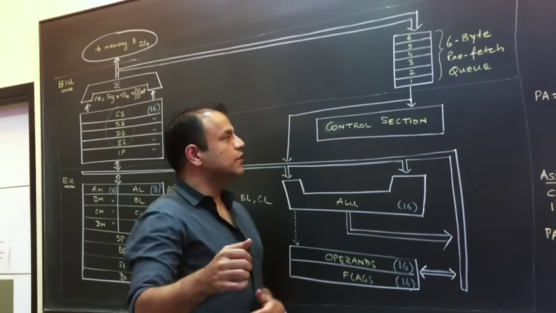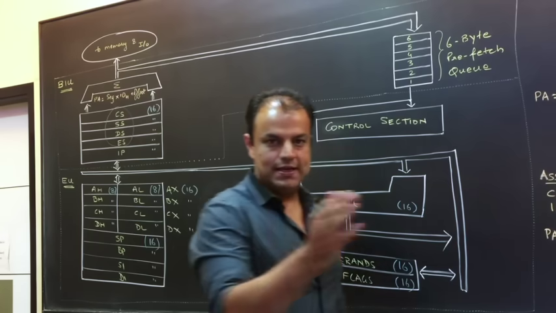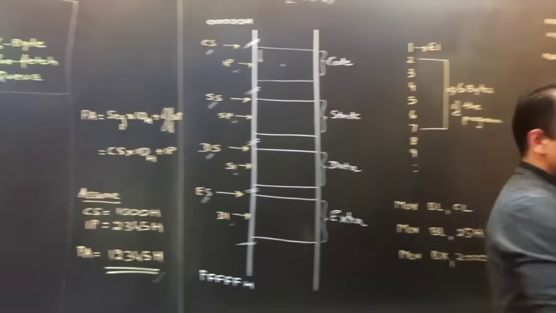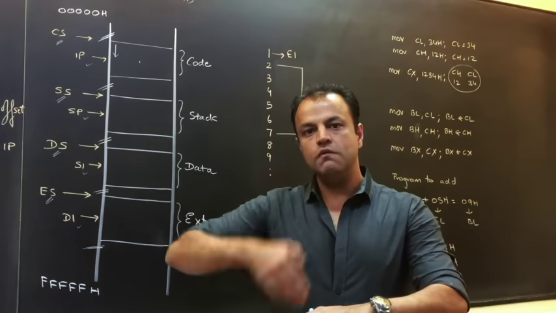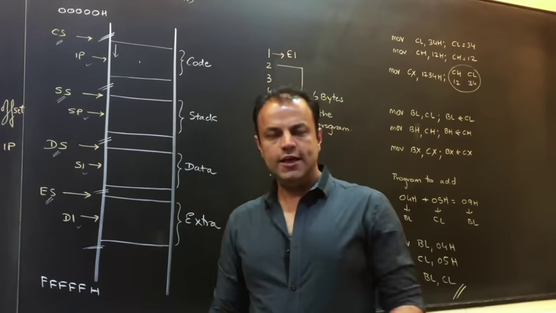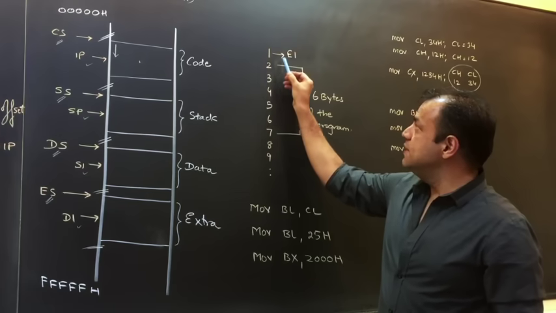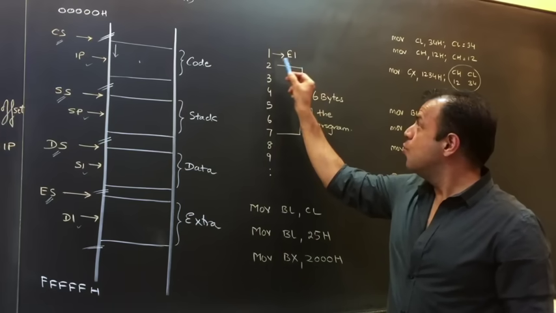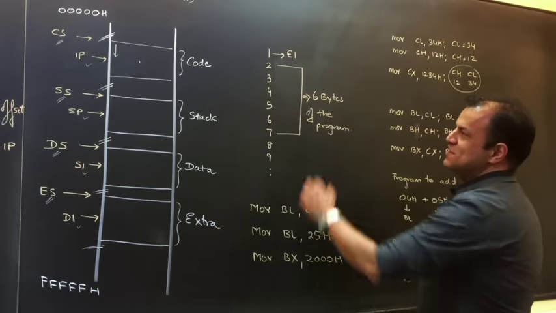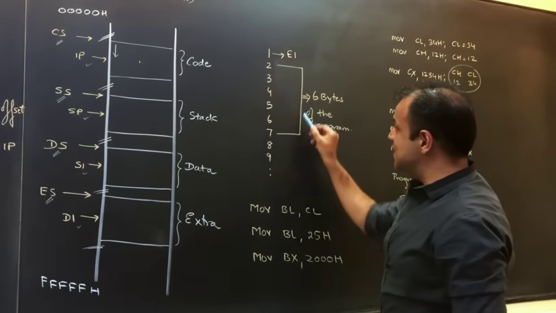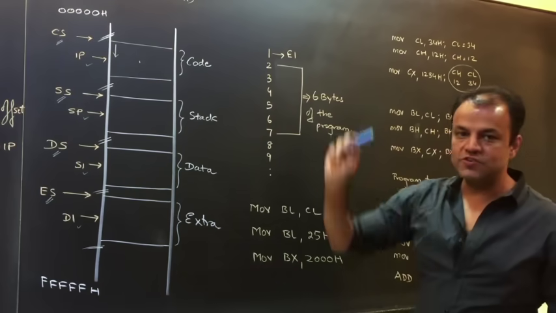Now, a few things to understand over here. First of all, what's the size of the queue? The queue is of 6 bytes. What does that mean? Let's see. Remember pipelining? Pipelining means while we are executing an instruction, we are also fetching the next instruction. Now that's the definition. In reality, what happens is this. Suppose these are instructions of a program. Currently, we are executing the first instruction. While we are executing the first instruction, BIU not only fetches the next instruction, it fetches the next 6 bytes of the program and stores them into the queue.